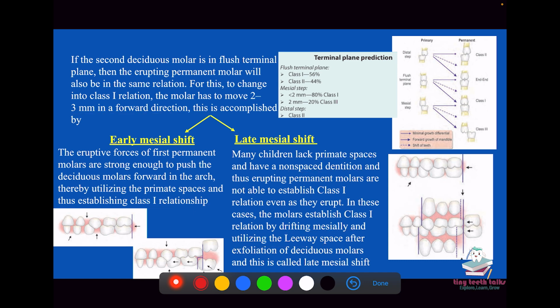For now, you have to remember that the combined mesiodistal width of the permanent canine and premolars is less than that of the deciduous canine and molars. So there will be extra space. This extra space is called the leeway space of Nance, which is present in the second transitional period. That's why it is the late mesial shift.